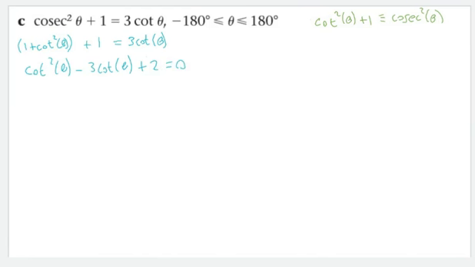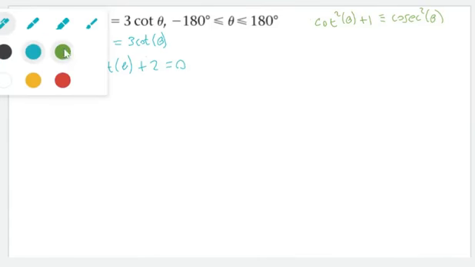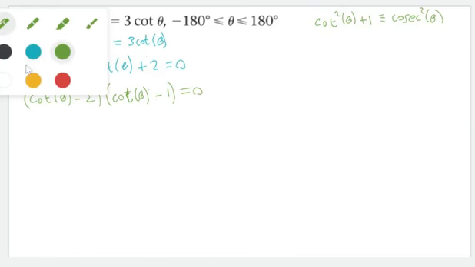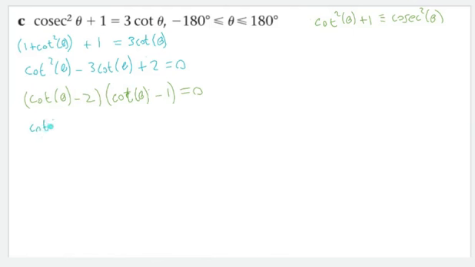And then from here, we've got a nice quadratic equation that we can solve. This one looks like it can be factorized too, so I'm going to let you both have a go. With x equal 2 or 1. Looks that way to me, yep. So this factorizes like this. So therefore, cot theta equals 2, or cot theta equals 1.